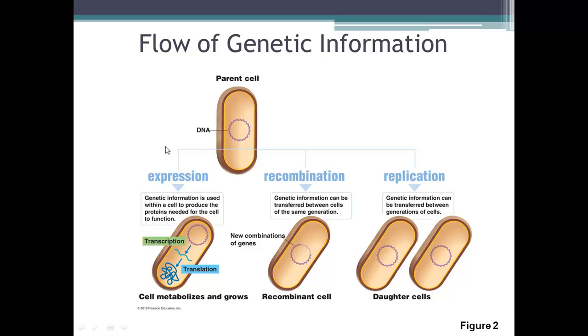Part B will then be focusing on the expression portion, in which we're going to go through transcription and translation to make a protein. And then finally, in Part C of this chapter, we're going to be looking at recombination, how information is genetically exchanged between two different cells. So let's go ahead and begin with the replication portion.